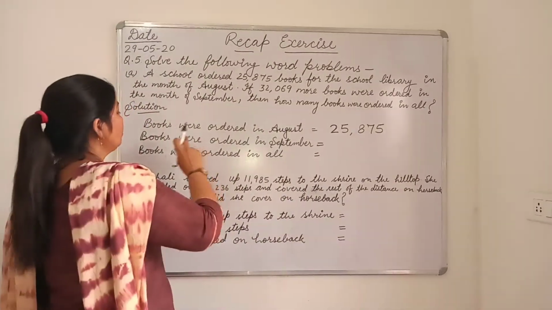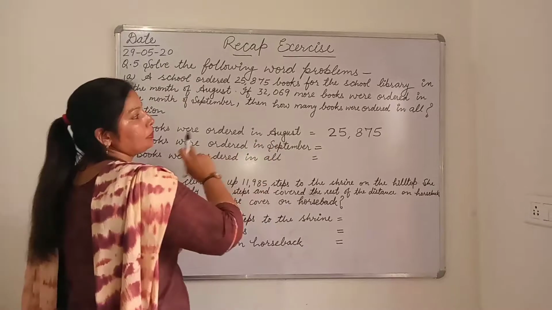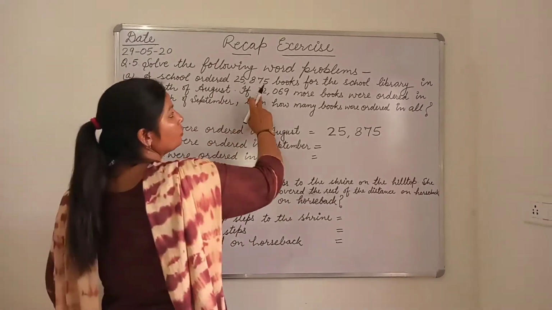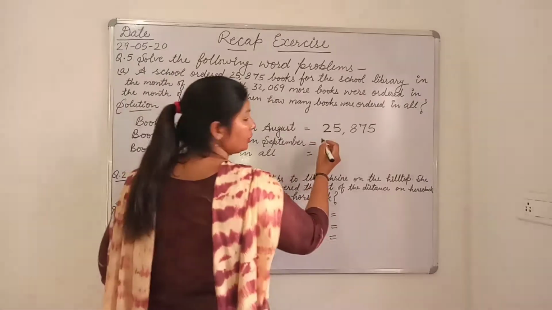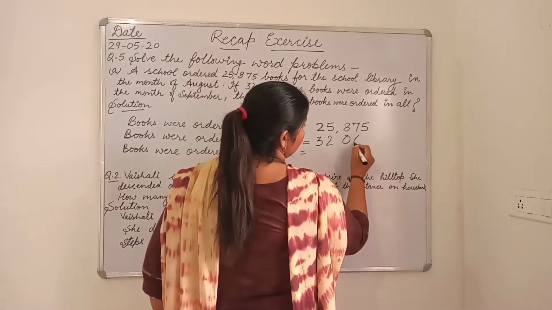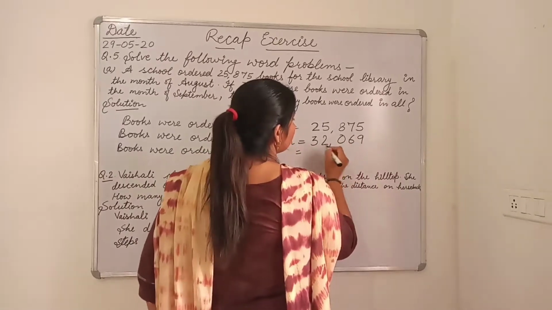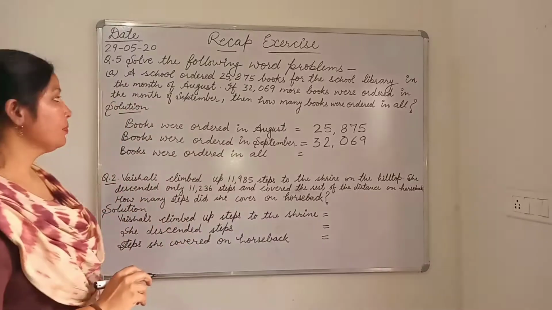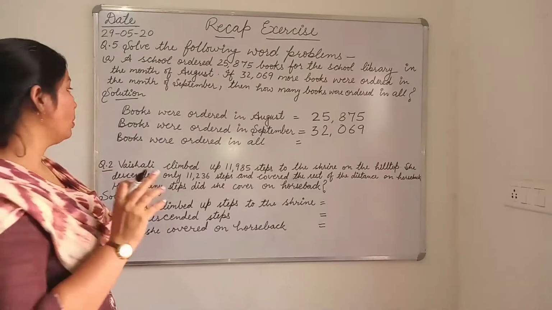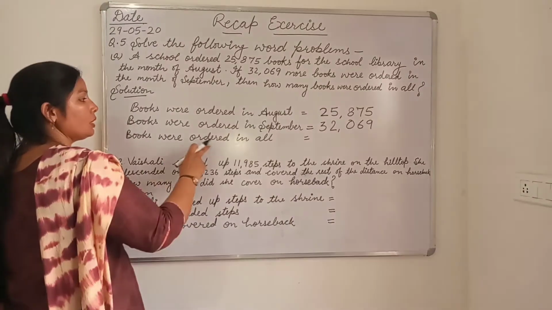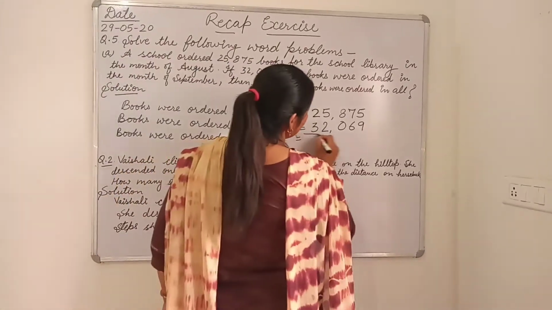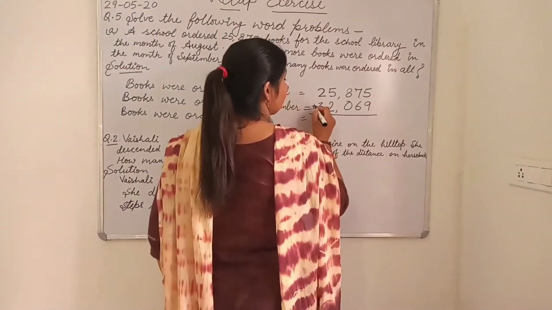Next, books were ordered in September. So in the month of September, how many books were ordered? 32,069. So we should write here 32,069. These books were ordered in the month of September. Now we have to find how many books were ordered in all. So write here: books were ordered in all. For that we will do plus. We should put the plus symbol here.